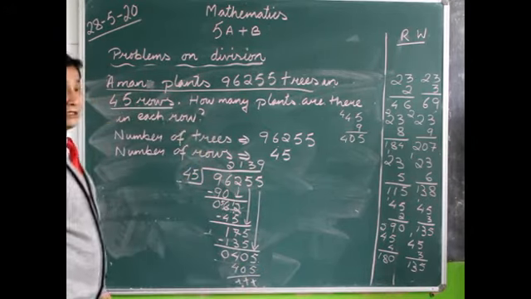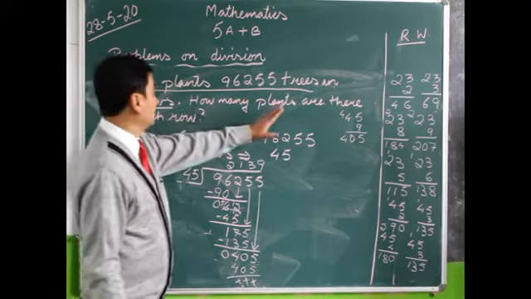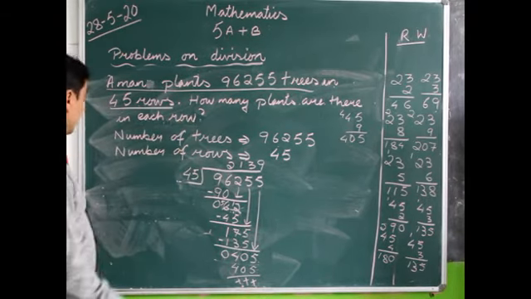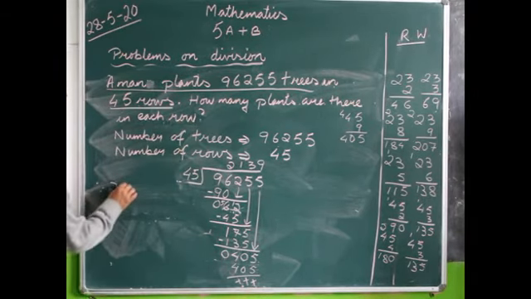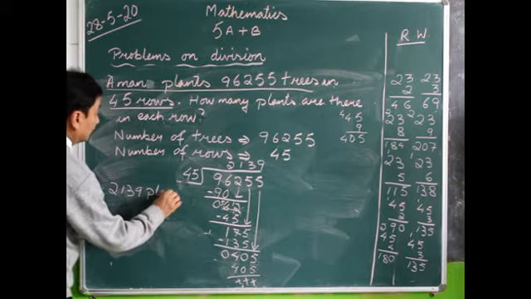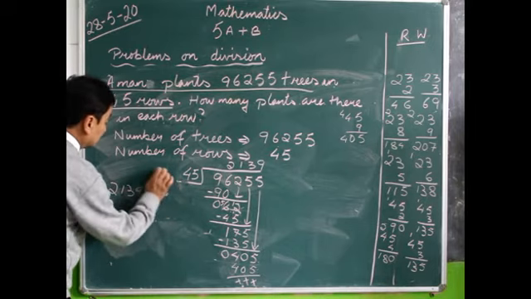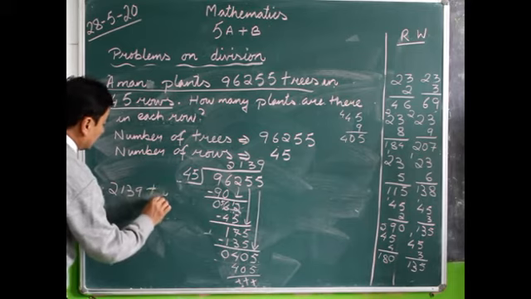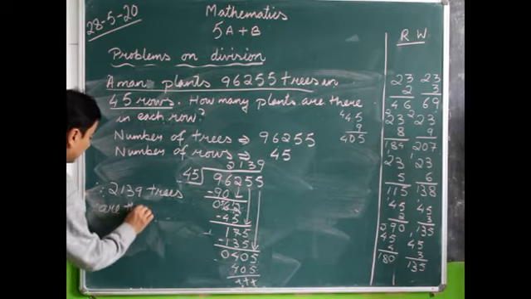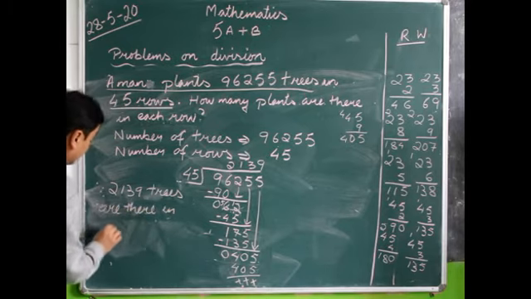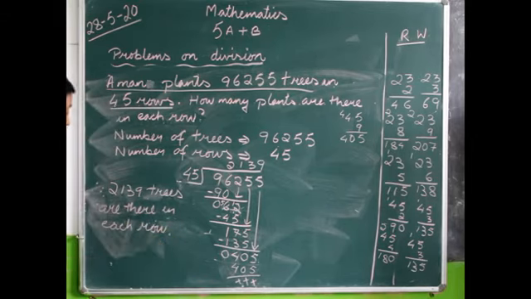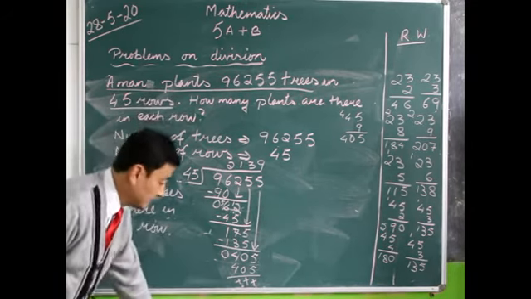Now let's read the question to make the last statement. How many plants are there in each row? How many? Very good. Therefore, 2,139 plants, or we can say trees. 2,139 trees are there in each row. Remember, children, to write the statement below this, because I cannot write it on the wall.